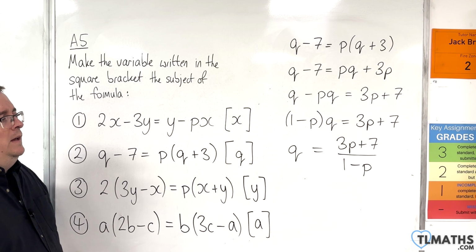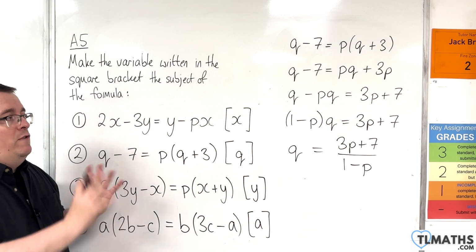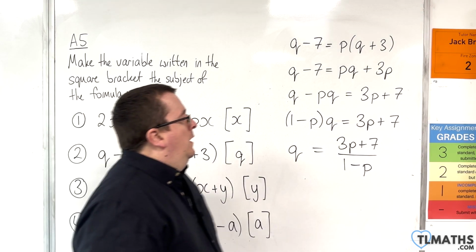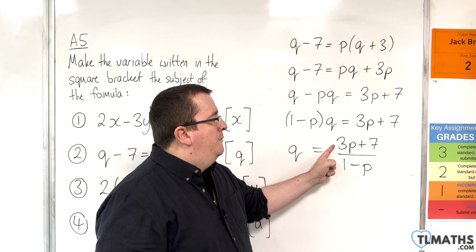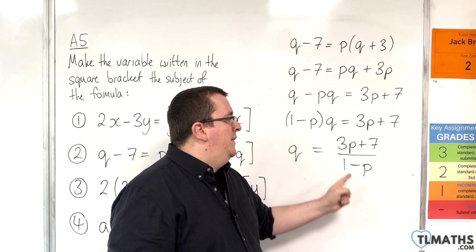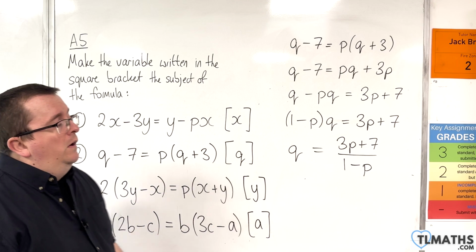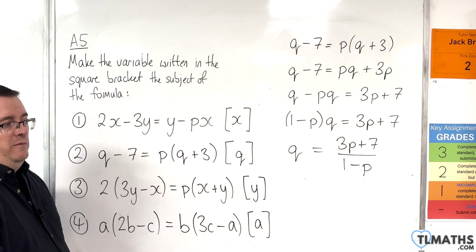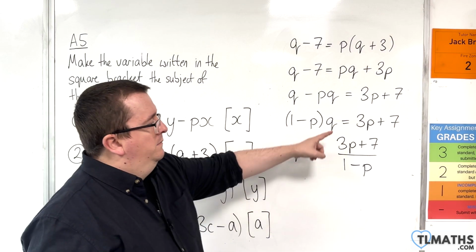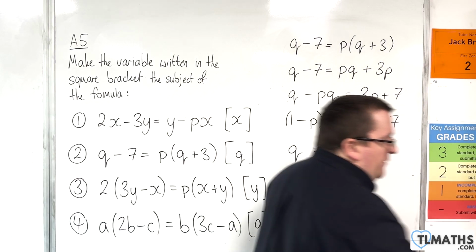Okay? And again, if you've done the rearrangement in a slightly different way, you may have minus 3p take away 7 over p minus 1, where you've just got the top and bottom of your fraction multiplied by minus 1. Okay? And that'd be perfectly fine.